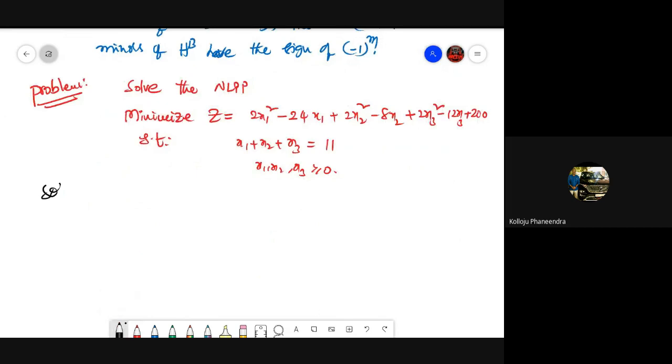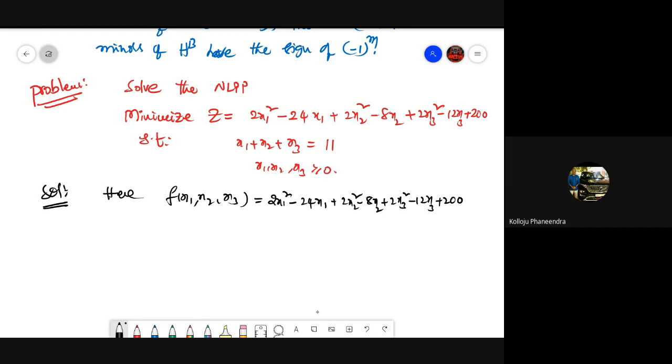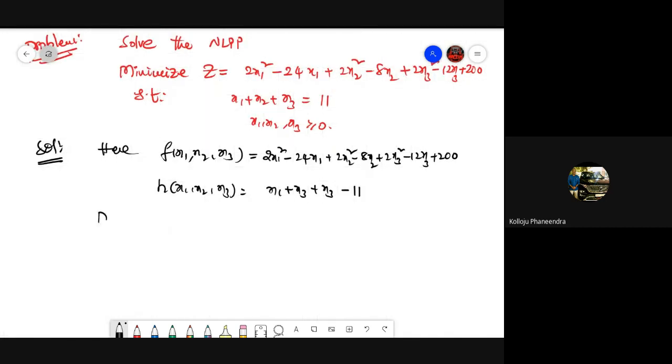Now solution. Here, what is the function? How many variables are there? 3 variables are there. So f of x1 x2 x3, the objective function, is 2x1 square minus 24x1 plus 2x2 square minus 8x2 plus 2x3 square minus 12x3 plus 200. And what is the constraint? I will take directly h of x1 x2 x3. What is this constraint? Left side minus right side, x1 plus x2 plus x3 minus 11. Got it? Now define the Lagrange's function.